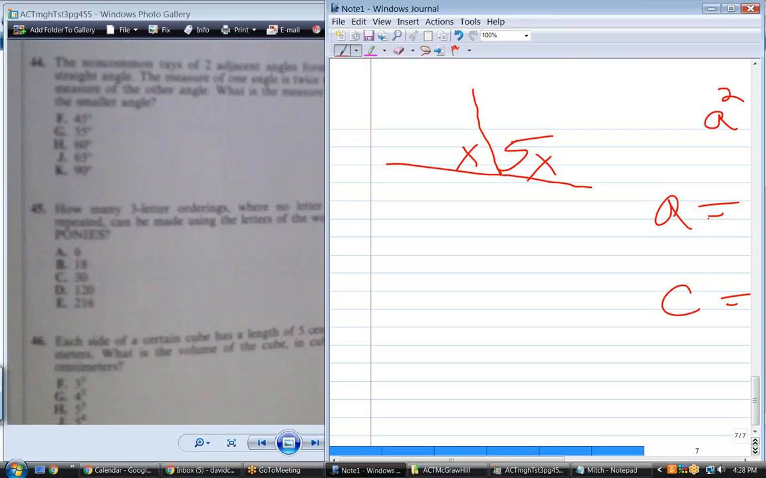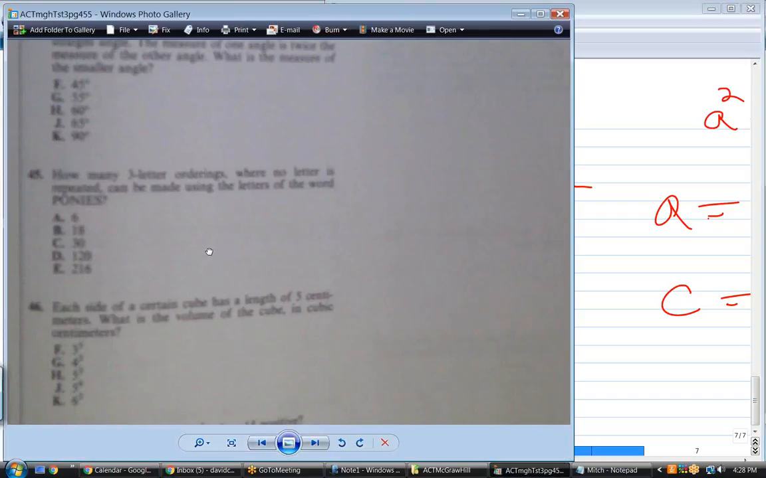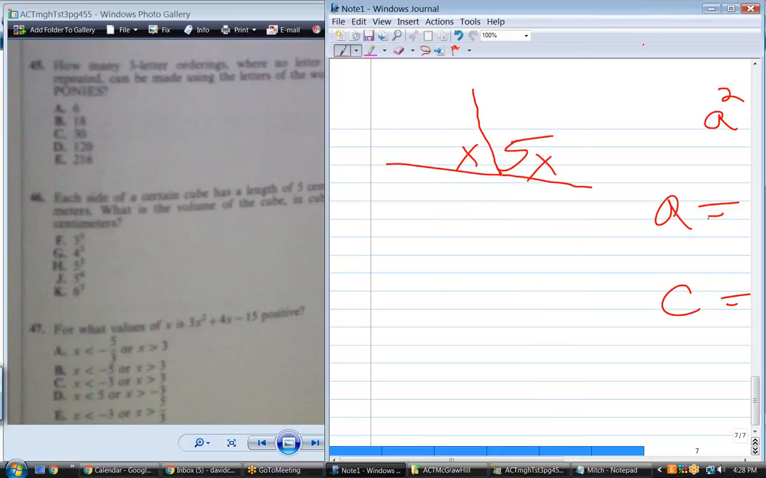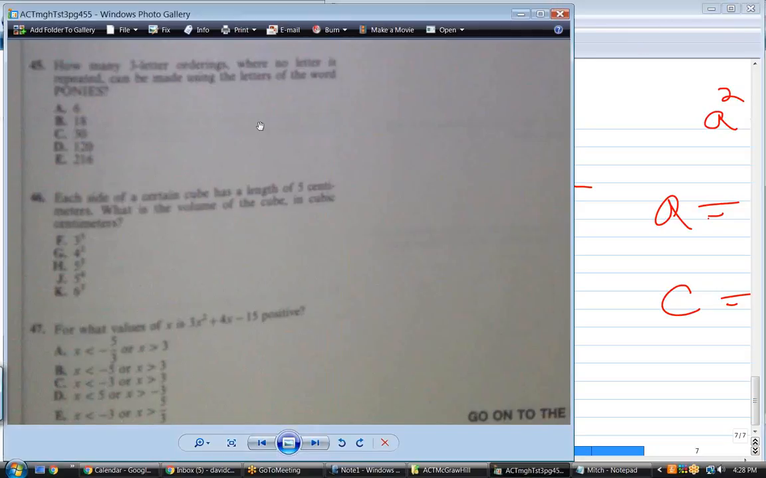All right. Number 45, we've got 2 minutes. We can do 45. How many 3-letter orderings where no letter is repeated can be made using the letters of the word ponies?